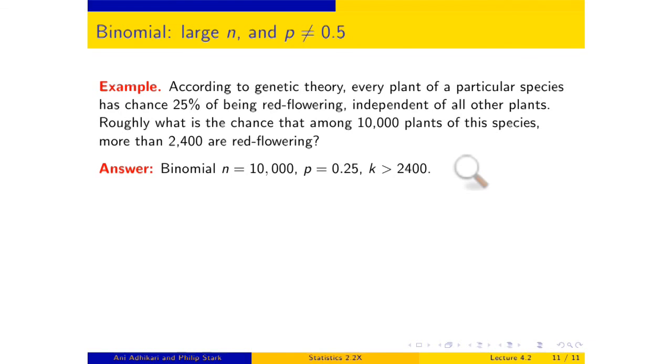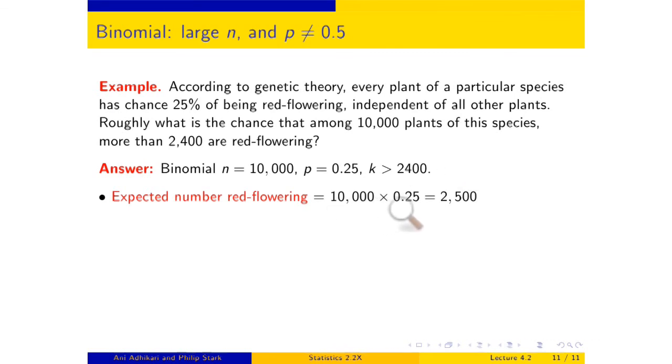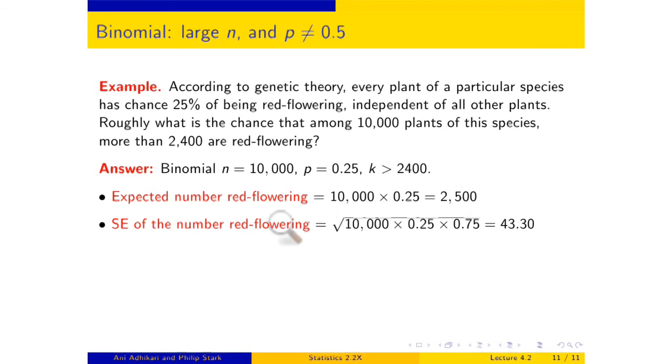So if you're going to use the normal approximation, you first need your prediction. What do you expect the variable to be? What you expect it to be is the number of trials times the probability of success. You expect it to be 2,500. You expect 2,500 plants to be red flowering. Now that's an expectation. There's a plus or minus number to that, and that's the standard error. And the standard error of a binomial is the square root of the number of trials times the probability of success times the probability of failure, and if you work that out, you have about 43.